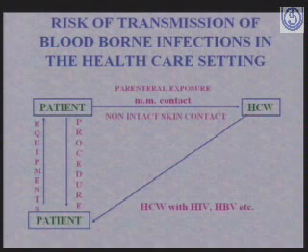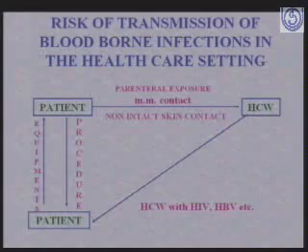And how does this happen? This could be by parenteral exposure, that is by giving injections or drips, or by mucous membrane contact, or non-intact skin contact. Healthcare worker to patient, this way also infections can occur. This happens when the healthcare worker has some infection like hepatitis B virus infection, or is HIV positive, and there is a chance of transmitting it to the patient.